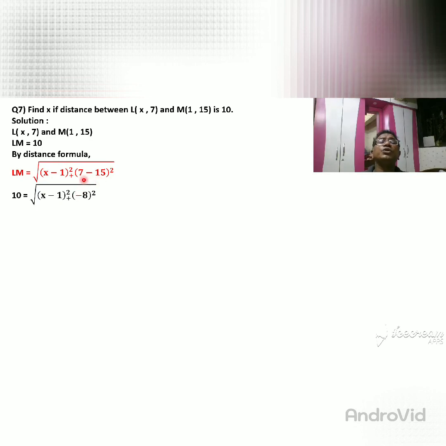So 7 is positive, 15 is negative. Sign is not same. So subtract 15 minus 7. What remains? 8. Minus 8. So why not here is factorized? Because it is simple. If you are factorized, then your problem will become bigger.